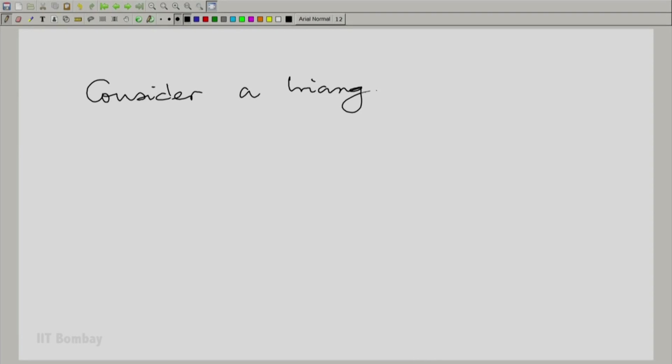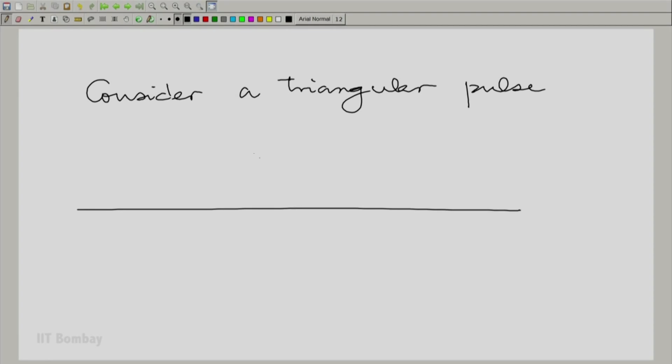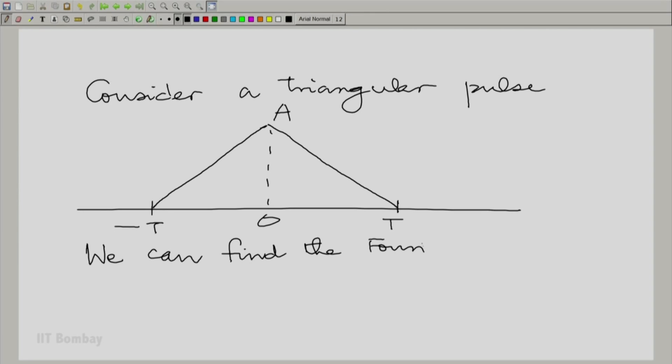But now let me give you an example where use of the differentiation property will actually make your calculation of the Fourier transform easy. And I am going to leave some of the details to you as an exercise. Let me take a triangular pulse. So, there we go. Now, there are two ways in which we can find the Fourier transform. We can find the Fourier transform by the differentiation property.